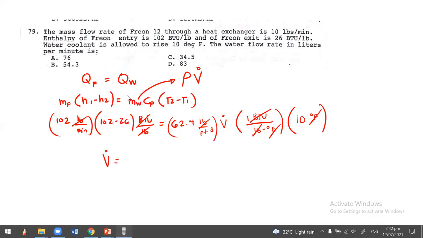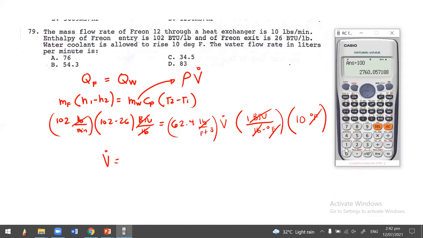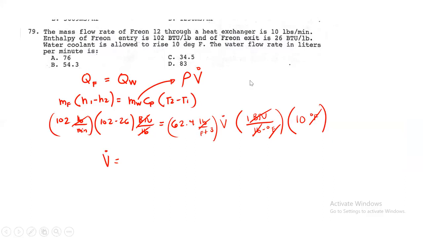So yun natin. 102 times 102 minus 26 is equal to 62.4 times alpha x times 10. So shift solve. So 12.423 cubic foot per minute.